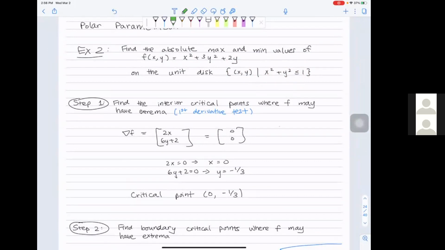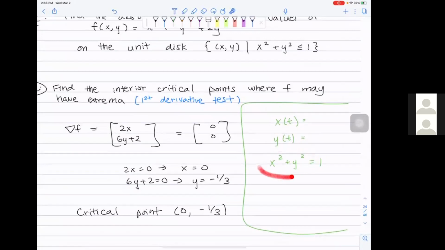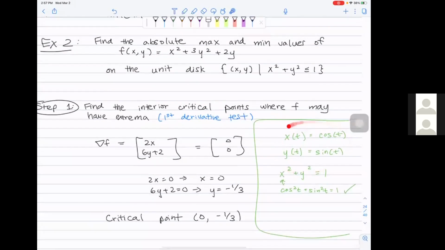We need some sort of x of t and some sort of y of t, so that plugging them in satisfies x squared plus y squared equals 1. Does anyone know any identities, maybe trig identities? Yes, we're going to do polar parameterization here. If we chose x of t equals cosine of t, y of t equals sine of t, and plug it in here, we get cosine squared plus sine squared, which is 1. So the parameterization we want is x of t is cosine, y of t is sine.